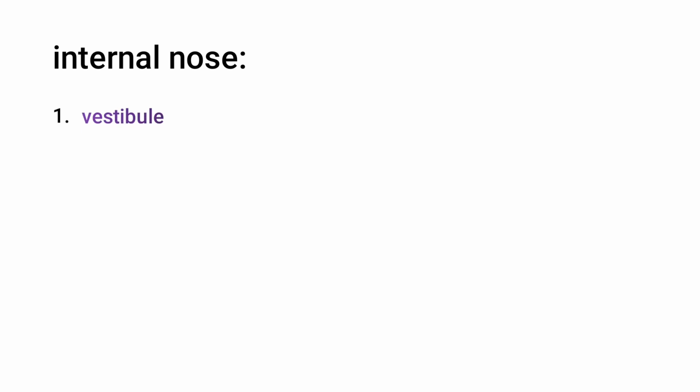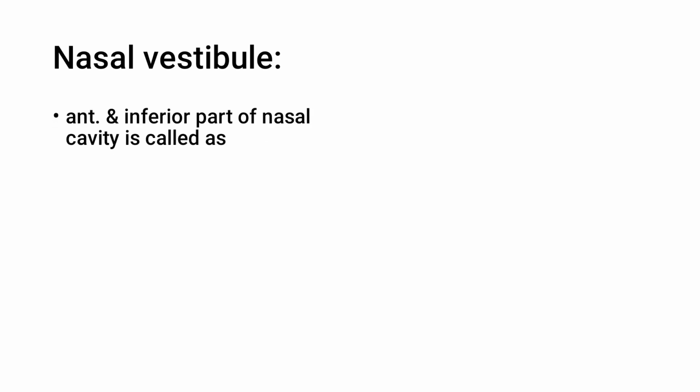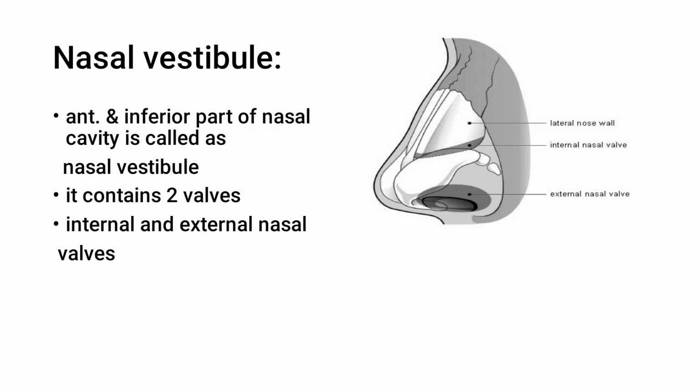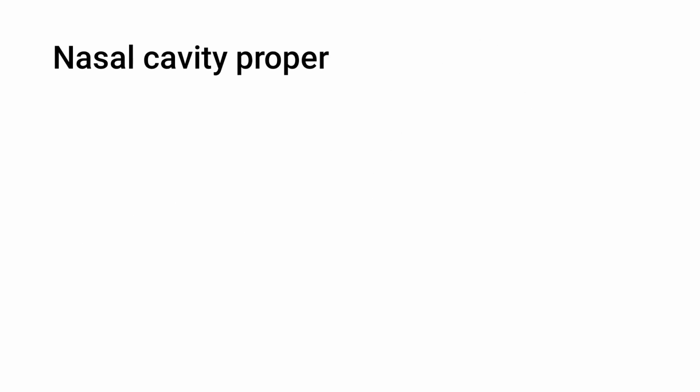Now the internal nose is formed by the vestibule and the nasal cavity proper. The nasal vestibule is the anterior and inferior part of the nasal cavity. It contains two valves, the internal and external nasal valves. Now see here, we have the internal nasal valve and the external nasal valve. This area is external and then here we have the internal nasal valve.